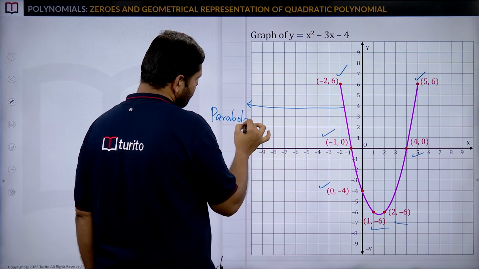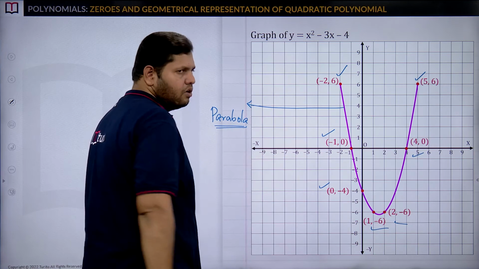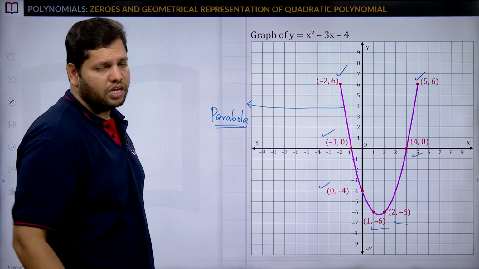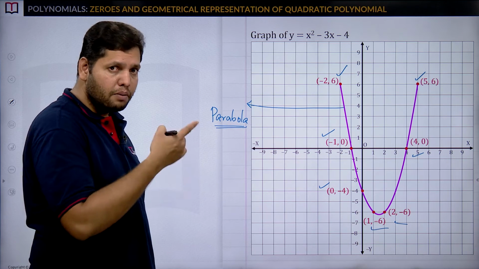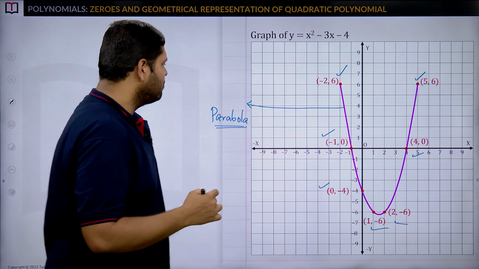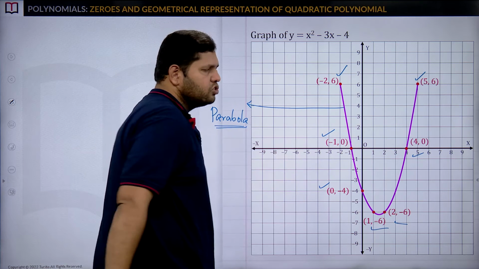This shape is called what? A parabola shape. Okay. So every quadratic polynomial expression will give only a parabola shape. So this shape is called what? A parabola shape.